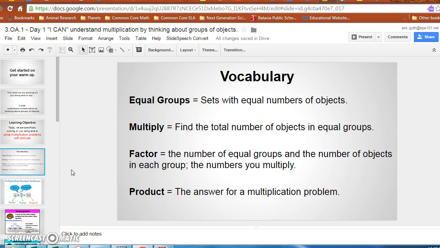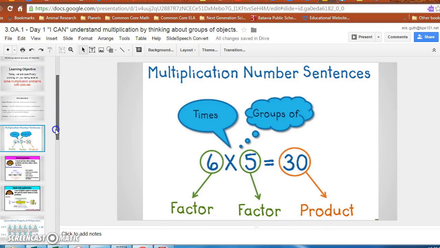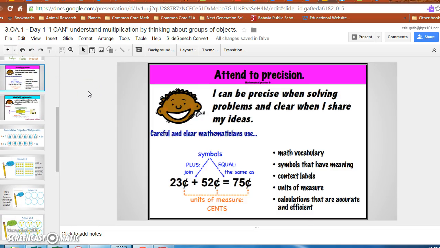After that, I go over some vocabulary that they'll need for this lesson as well as throughout the week. So that's equal groups, multiply, factor, product. I also added a visual here to help the kids further understand the vocabulary. Hopefully after seeing this they have a better understanding of what exactly a factor is and what exactly a product is. After that, I go over what math practices we are working on for this lesson.